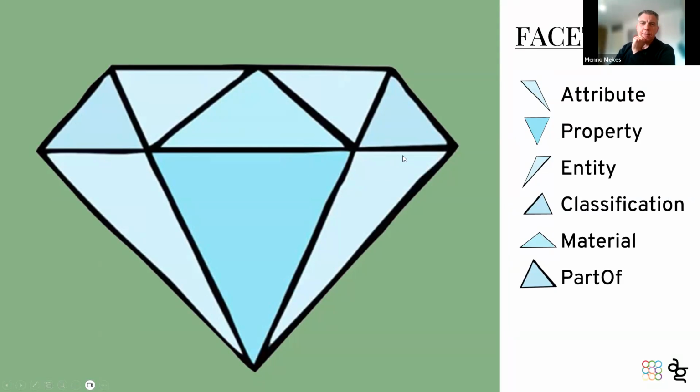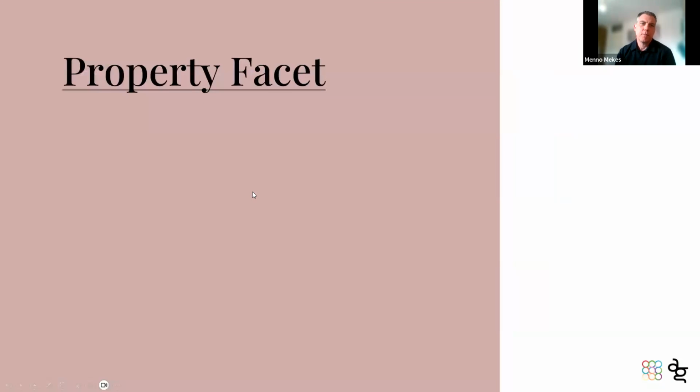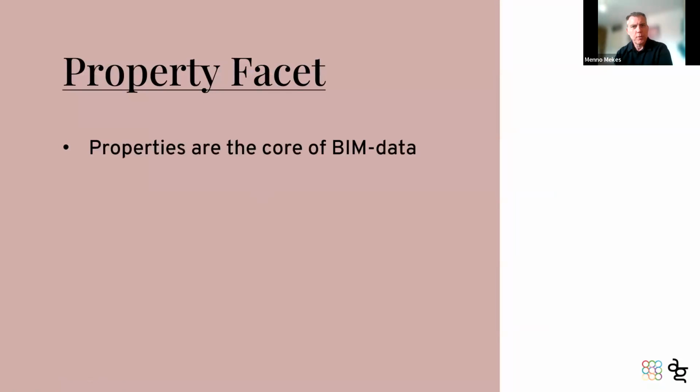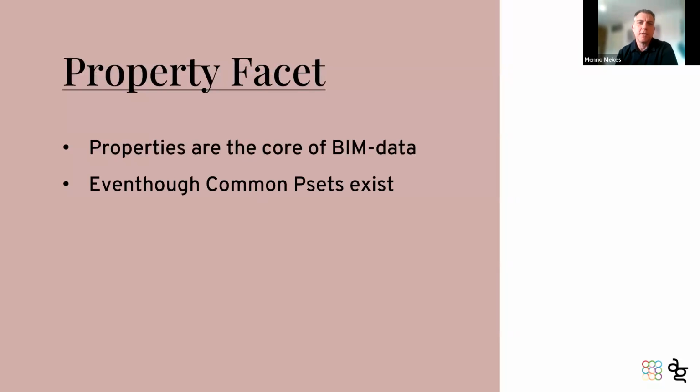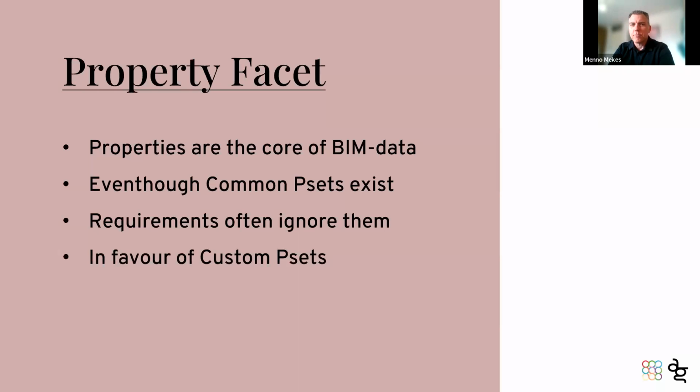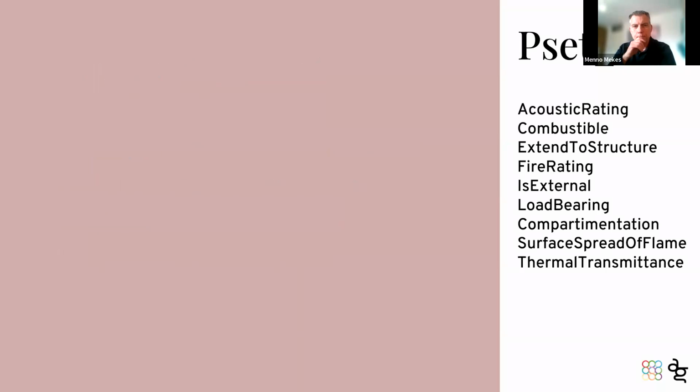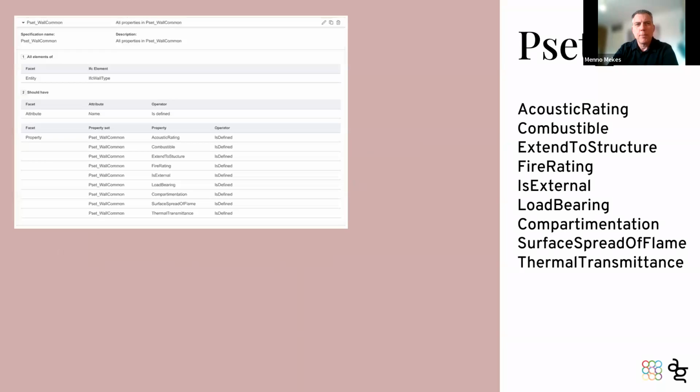After entities, I think that properties are the easiest. I mean, properties are the core of BIM data. And even though common P-sets exist, requirements often ignore them in favor of custom P-sets. So we all recognize the P-set all common here, right? So what happens if I check for that?